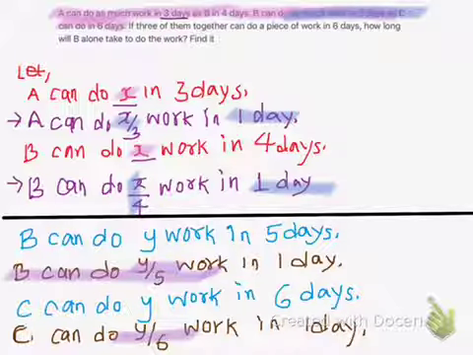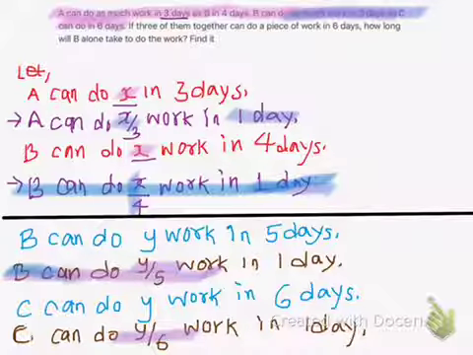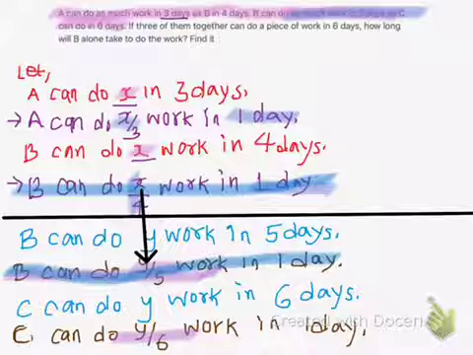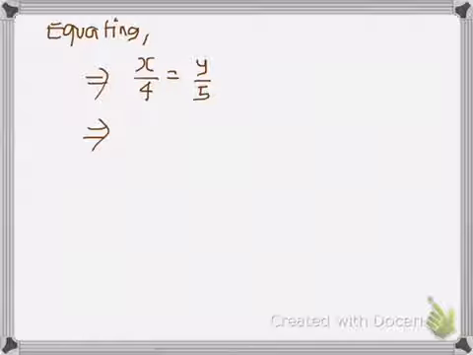Here look at the similarity. B can do X by 4 work in 1 day and the same B can do Y by 5 work in 1 day. So these two, X by 4 and Y by 5, have to be the same work B can do in 1 day. So we have to equate them. On equating we get this.